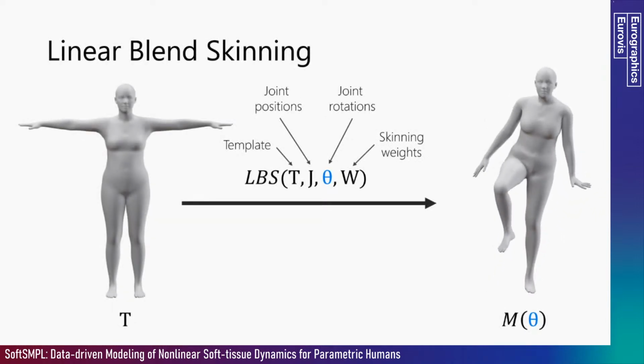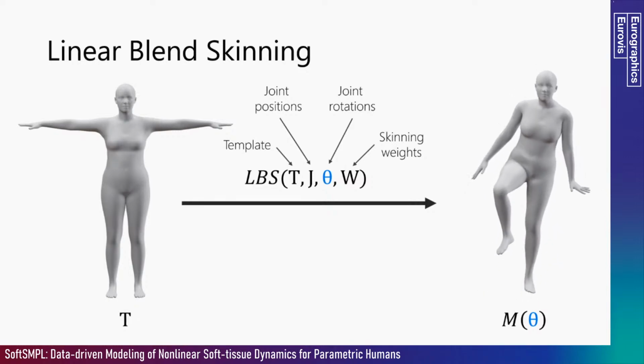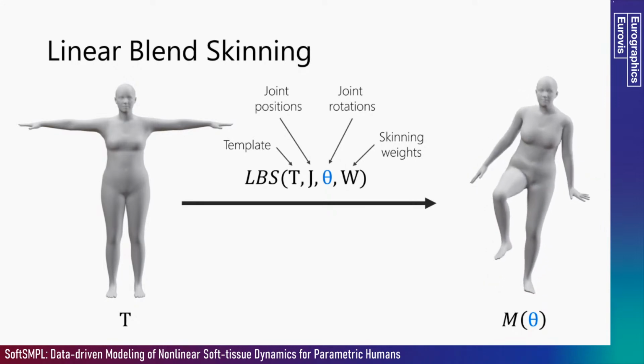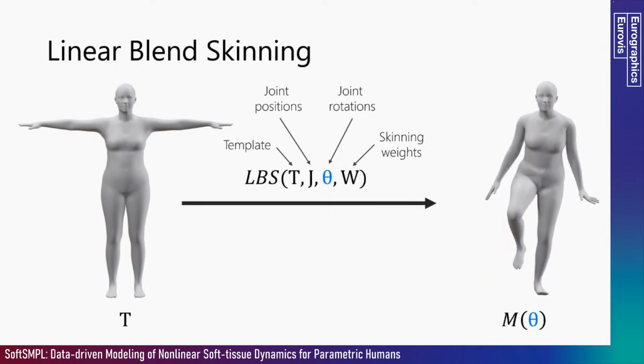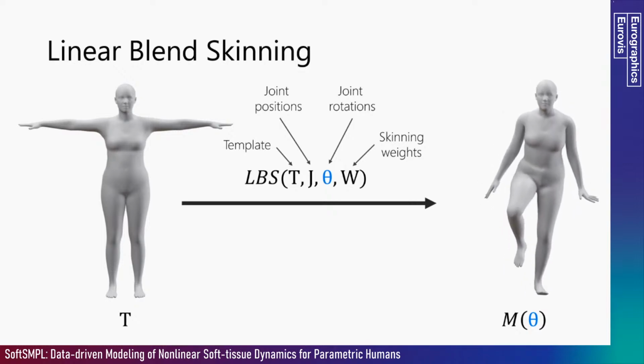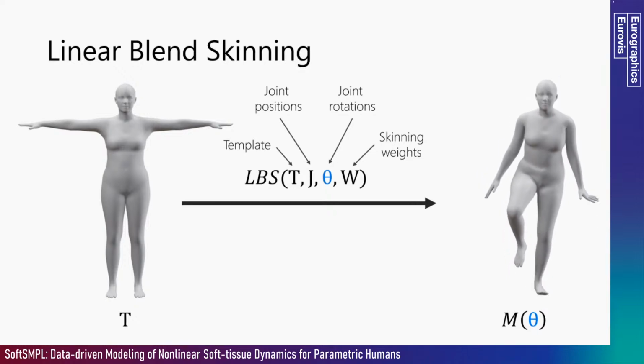Before going into details, let me give you a brief summary of the basics of our method. Similarly to SMPL, our model is built upon linear blend skinning, in which we have the template of an avatar in T-pose, a set of joints with their respective positions and rotations, and some skinning weights that define how the vertices are affected by each joint. The vector of joint rotations defines the pose of the model.